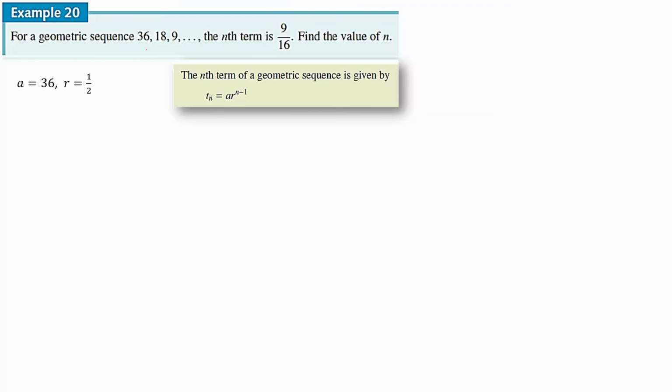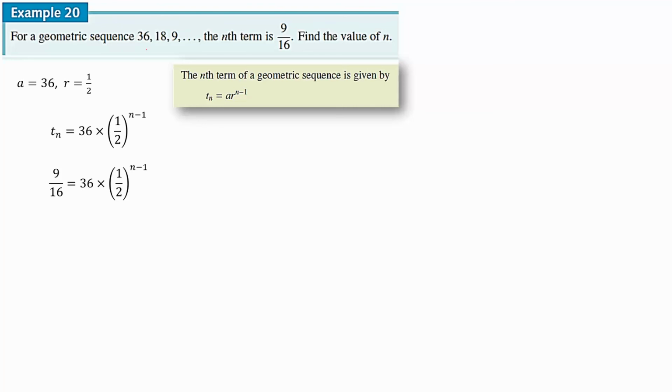For Tn, T of n has to be 9 out of 16. So that's what I do. I'm like, all right, well, 36 R, and what should my Tn be? They told you it's 9 out of 16. You're trying to find n. So I'm like, all right, 9 out of 16. My job is to find n. Okay? And the same thing, we're now trying to solve for n.